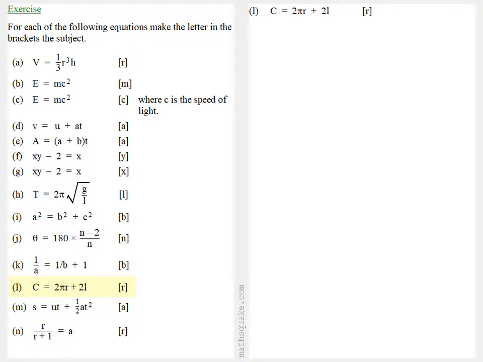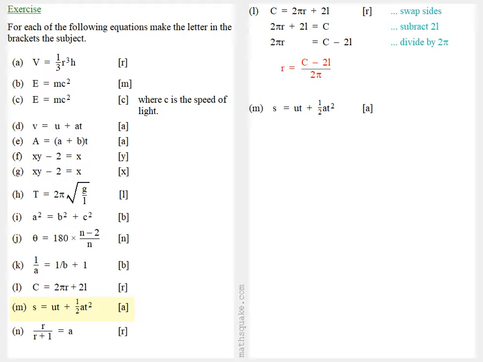Now in question L, we have c equals 2 pi r plus 2l, and we're asked to make r the subject. So to get r on the left-hand side, swap the sides. 2 pi r plus 2l equals c. Subtract the 2l, 2 pi r equals c minus 2l, and divide by 2 pi. And that leaves r on its own, so r equals (c minus 2l) all over 2 pi.